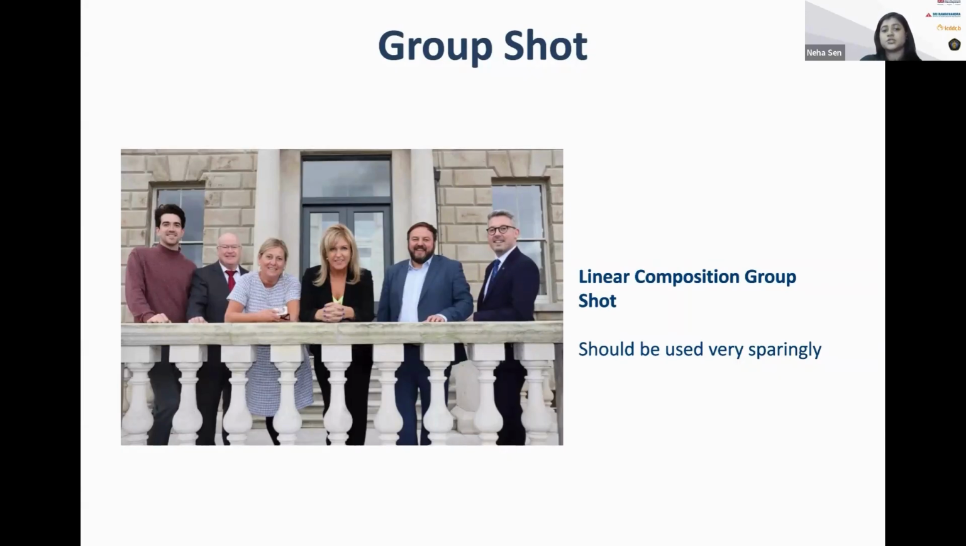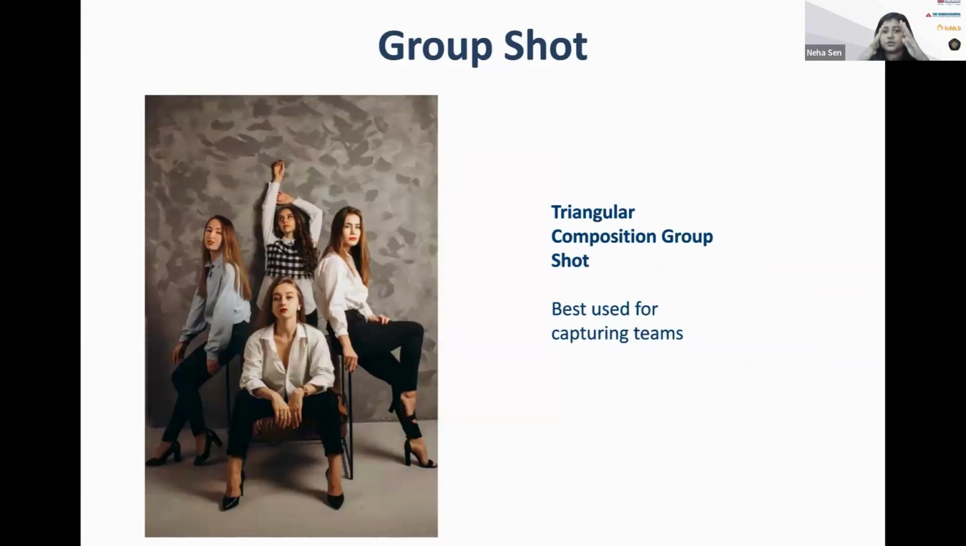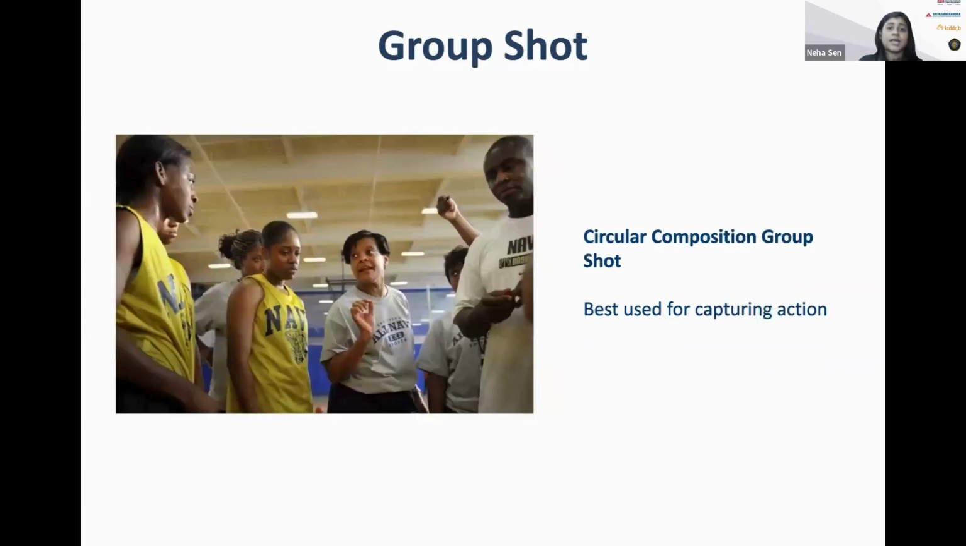Instead of a linear composition, go for a triangular composition. They're best for capturing teams on field and stuff like that. You see how these subjects are kind of forming a triangle, which is why it's called a triangular composition. It's very effective when used for capturing teams. And this is a circular composition. See how these are at various heights and they're kind of forming a semicircle. This is also very effective, and it's very effective when capturing action. If there are any questions, feel free to ask, or else I'll move ahead.